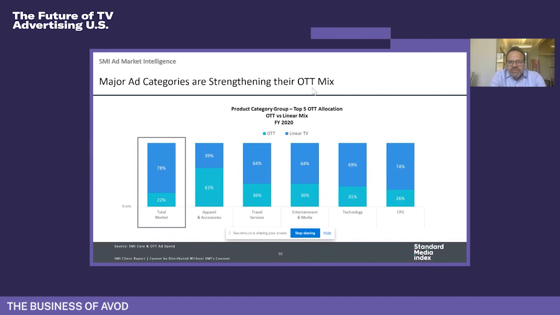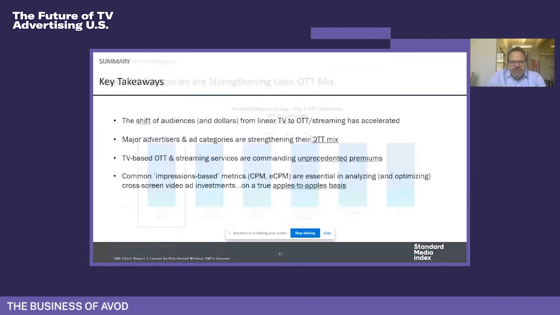So the message here is that in order to really get an understanding of what's happening from a business perspective, it's important to look at the media subtypes and things like the ad categories to get a sense of how the market is moving. In summary, I think it bodes really well. Obviously, audiences are shifting. Guy did a great presentation on the consumption changes and the investments in programming. That's going to continue, and the dollars are following. Major categories are strengthening their OTT mix. I think a lot of the head scratching going forward will be over what the right mix is, because the two complement each other well.